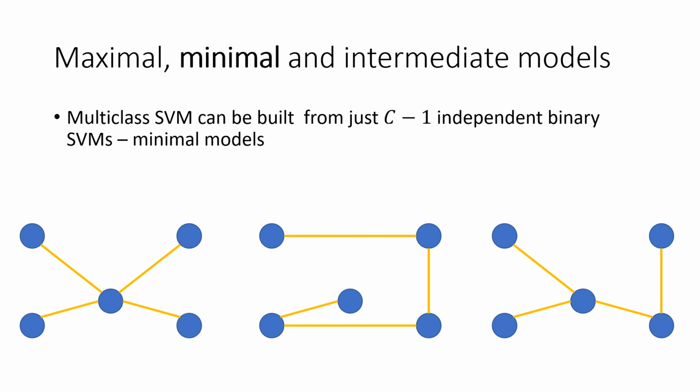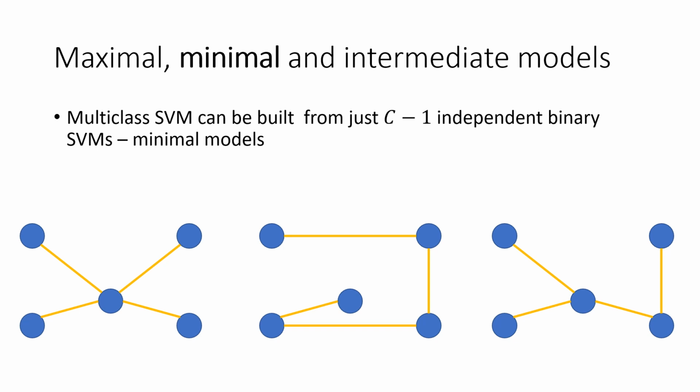However, it is possible to build a multi-class SVM from just C-1 independent binary SVMs, where C is the number of classes. Such models we call minimal. In contrast to a single maximal model, there are multiple minimal models. Each is corresponding to a spanning tree on a graph, where nodes correspond to classes and edges to binary SVMs.